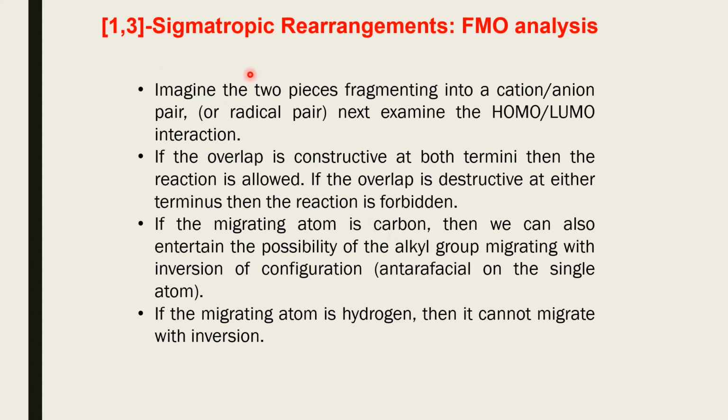If you consider the 1,3 sigmatropic shift, you imagine that the two fragments are a cation and an anion pair and examine the HOMO and LUMO interaction. If the overlap is constructive at both the termini, the reaction is allowed. If it is destructive, then the reaction is forbidden. If the migrating group is carbon, then depending on whether it is using a single lobe or both lobes for migration, you can have migration with retention or inversion of configuration. However, if the migrating group is hydrogen, because it makes use of the 1s orbital which is spherical, there cannot be any inversion.